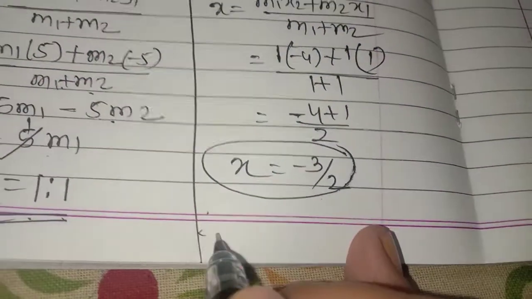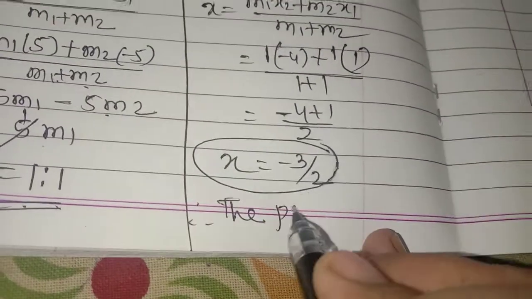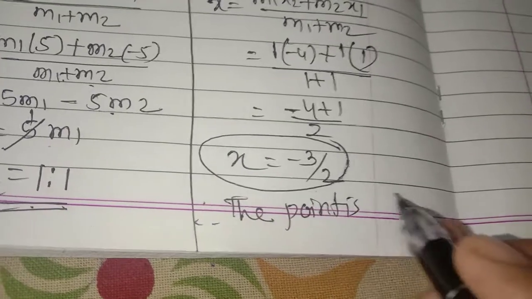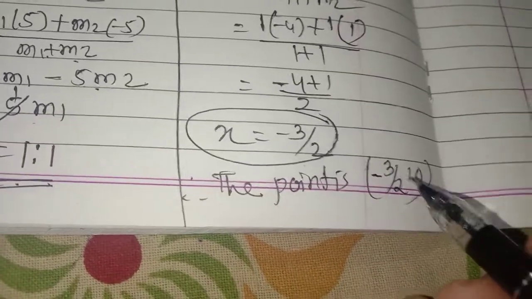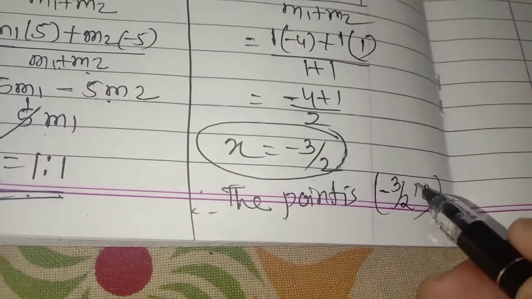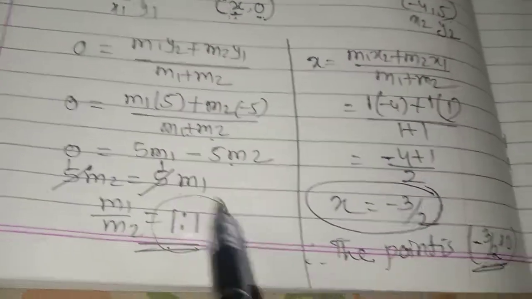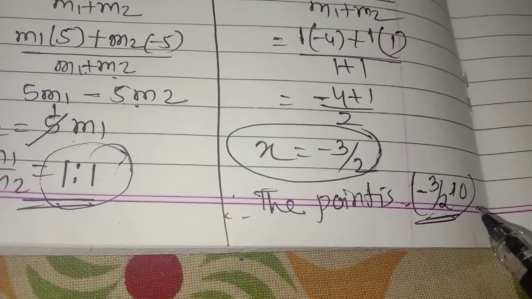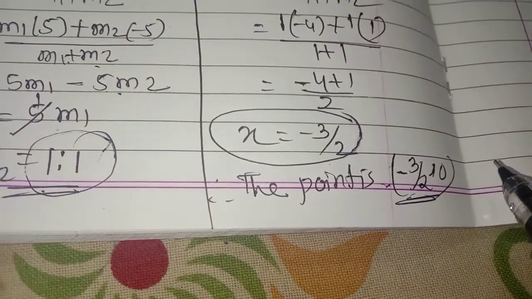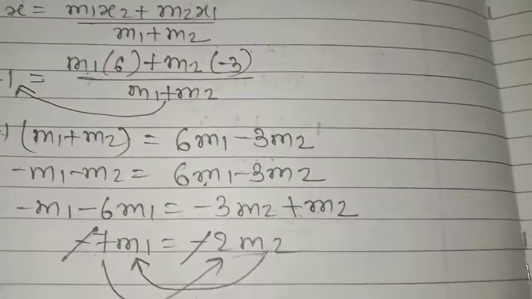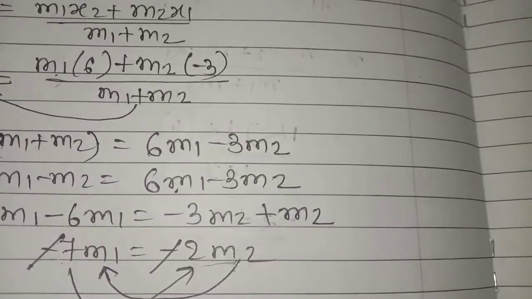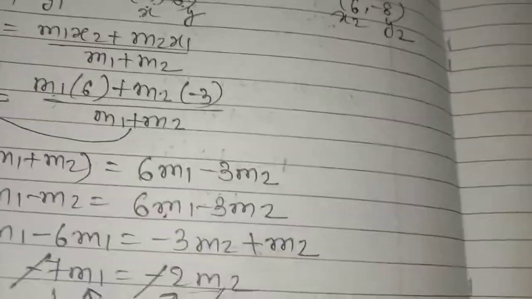So how to write the final answer? We will write, therefore the point is minus 3 by 2 and 0, because the value of x and then the value of y, with a comma. Okay, and the first answer is 1:1 and the second is minus 3/2, 0. Clear? So this is what we have done in 2 or 3 questions on the basis of internal division of a line segment.